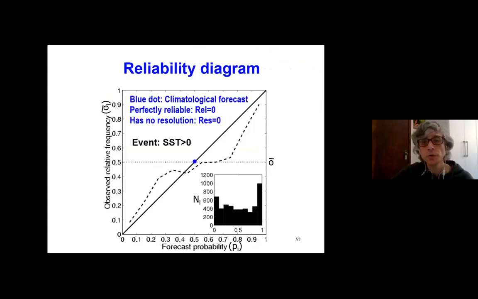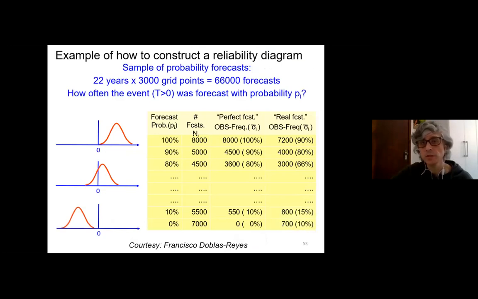And how you compute this graphic, just a very brief explanation and simplification. As you remember, we talked about yesterday, Nachi mentioned that we need large samples to be able to construct this kind of diagram, because you have to have enough data in each of those bins to have a smooth curve for the reliability curve. In this example, we have a large number of forecasts: 22 years of forecasts and 3,000 grid points gives us 66,000 forecasts.